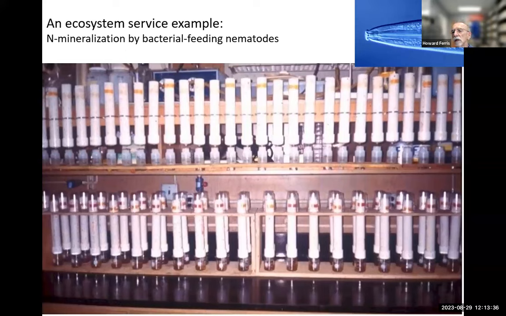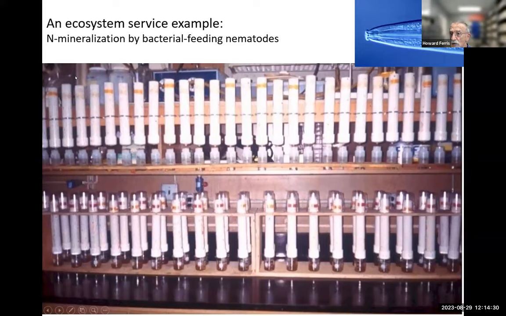And so in these columns, we have sand, and we incorporate into the sand organic material of different carbon to nitrogen ratio, ranging from alfalfa meal with a low carbon to nitrogen ratio, in other words, nitrogen-rich material, to, let's say, rice straw, which has a high carbon to nitrogen ratio, in other words, much more recalcitrant in terms of degradation. And in each one, of course, this was natural soil, there were bacteria in there, and we incorporated different species of bacterial feeding nematodes.